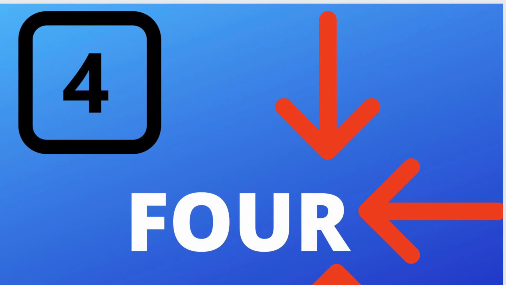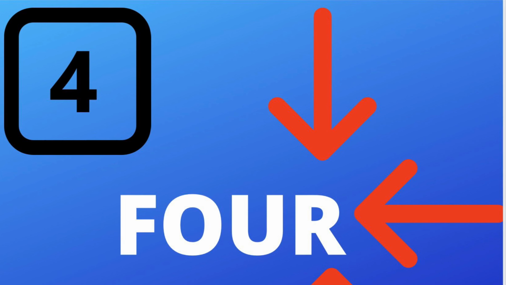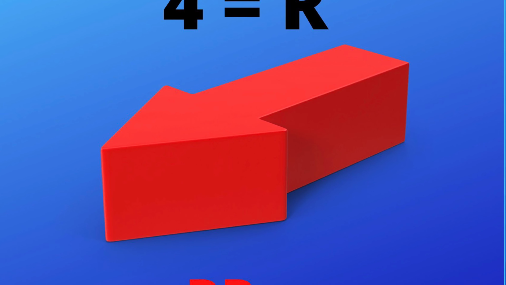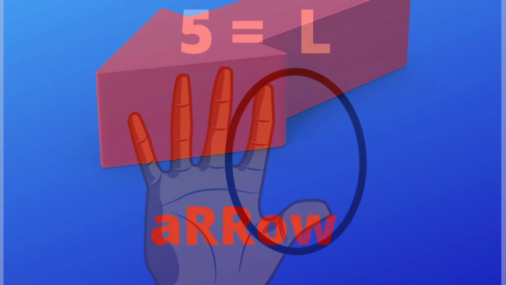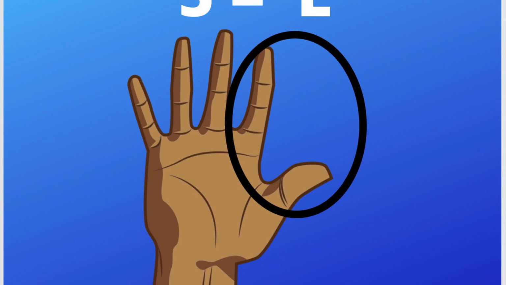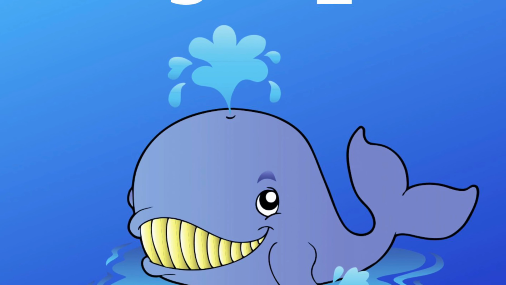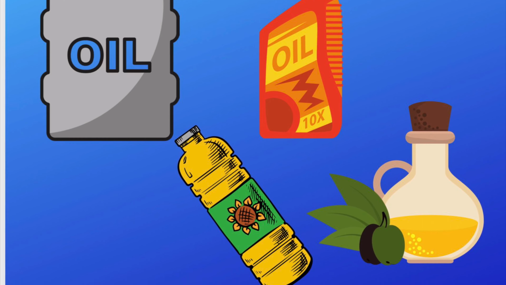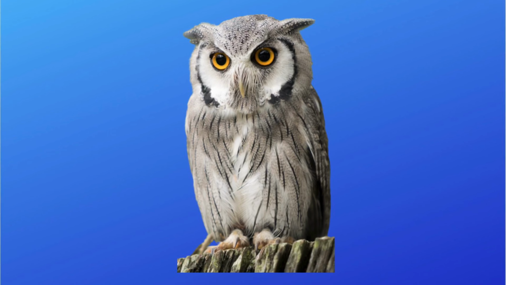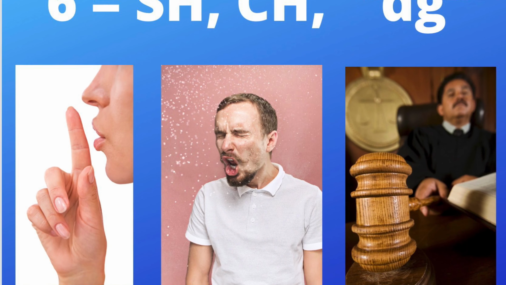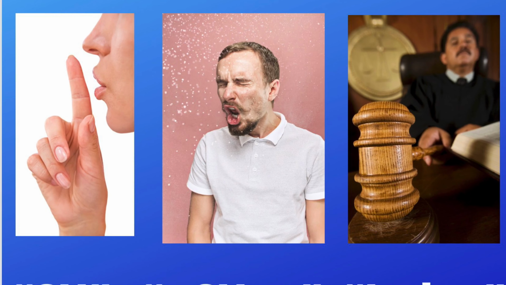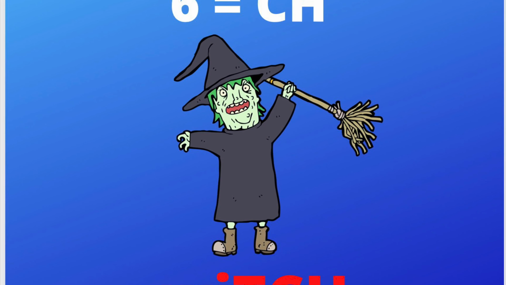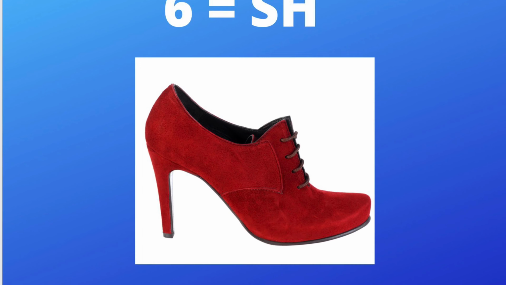The number 4 is always the R sound, and you can remember it's the last letter in how you spell it. For my chapters, I use a kangaroo, and for my verses, I use an arrow, and even though it's two R's, it's only one sound. L is number 5, and for my chapters, I often use a whale. I don't use the consonant sounds beforehand. For my verses, I use oil, and you'll see how this works great in this example, or an owl. 6 has a few different options of the sh, ch, or j sound. And for my chapters, I like to use a witch, often, especially in Revelation. For verses, I often use a shoe.